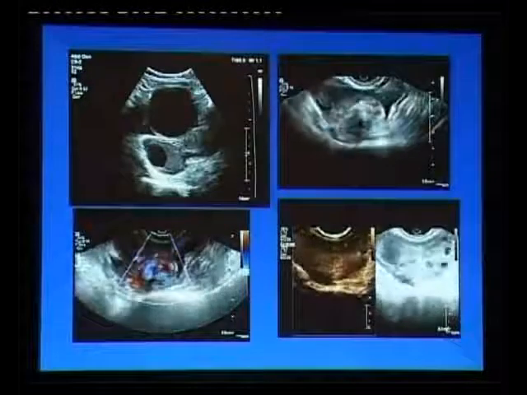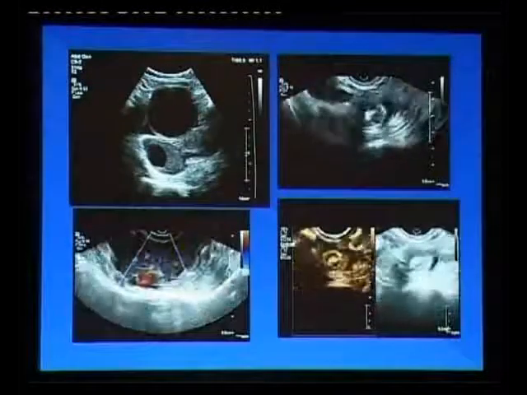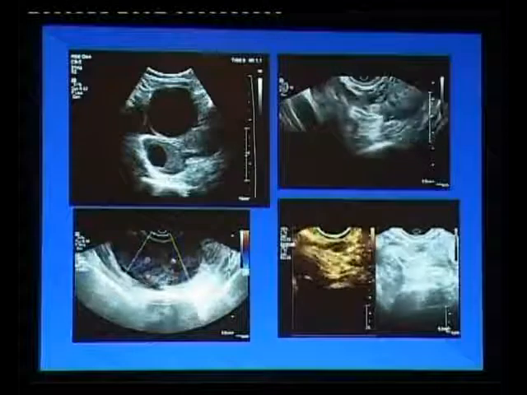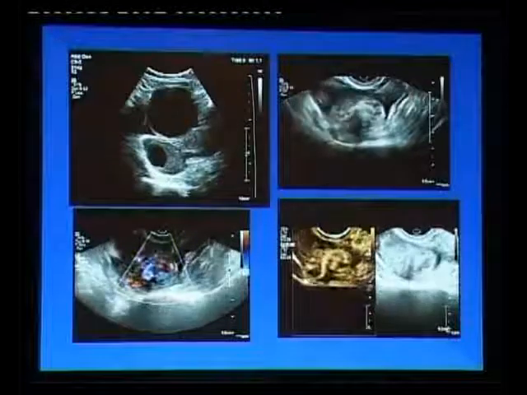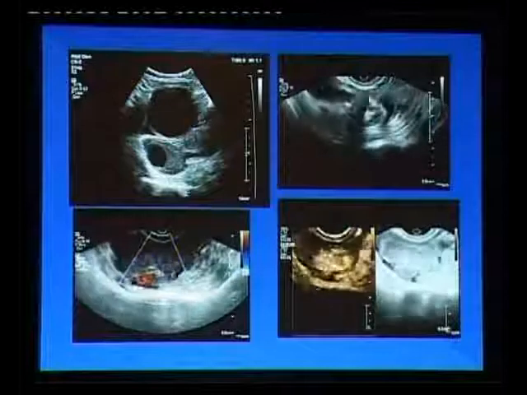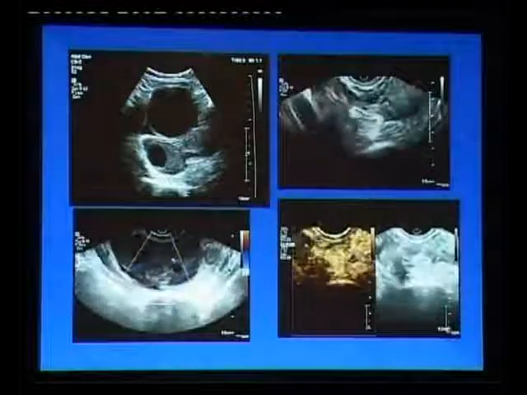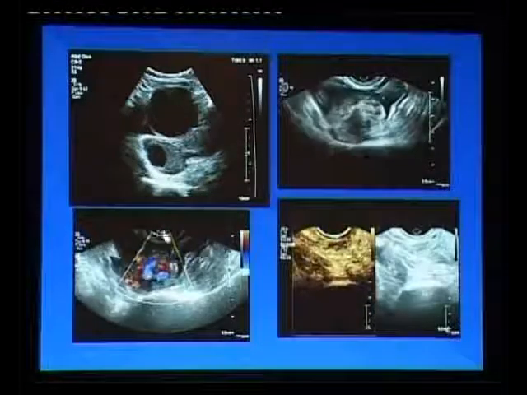Just to finish off, in a way, we are using contrast to diagnose torsion, and we have almost about 25 cases with us. We know that on grayscale, we have the pedicle sign or the whirlpool sign, which is seen on grayscale as well as color.